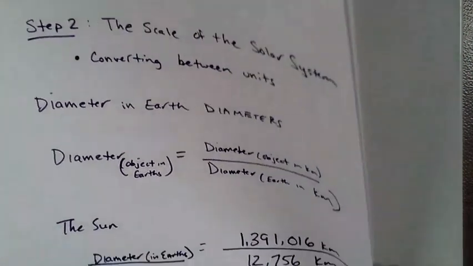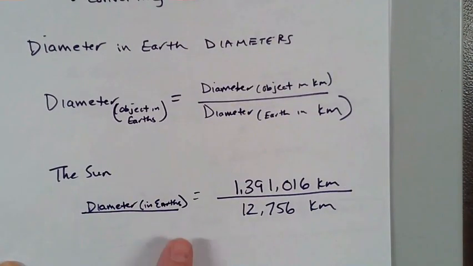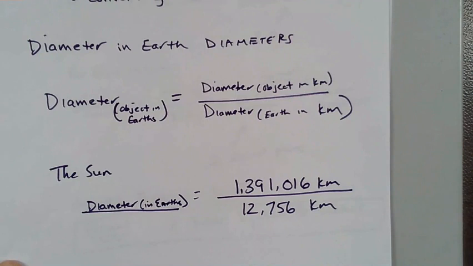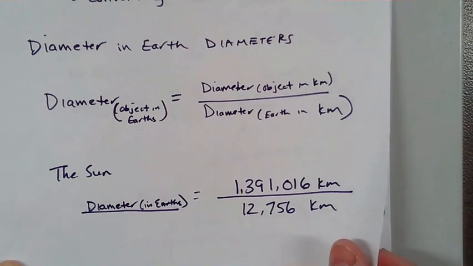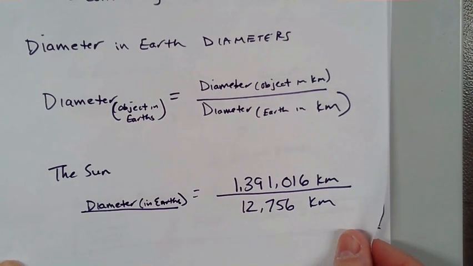So for the first one, you will take, and this is found in the reading in the chart, 1,391,016 kilometers, which is the diameter of the sun, divided by 12,756 kilometers, and that should give you the diameter of the sun in Earths.